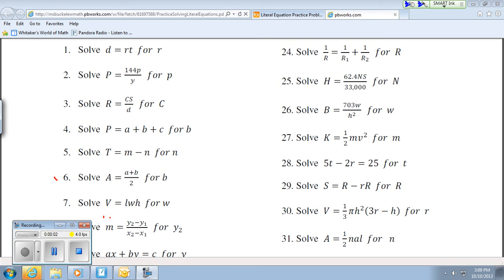Okay, Miss Whitaker here, and I wanted to go over some of the practice problems for literal equations. Literal equations are just equations that we're solving for a variable when there's multiple variables in the equation.